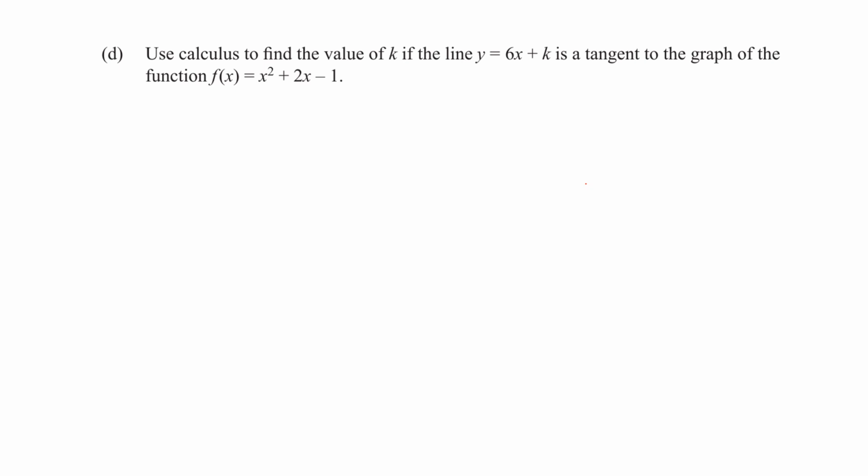Okay, guys, so let's move on to 2D. For 2D, use calculus to find the value of k if the line y is equal to 6x plus k is the tangent of the graph of the function f(x) is equal to x squared plus 2x minus 1. So k is just a constant that we need to find, right? In this equation, it will be the c.